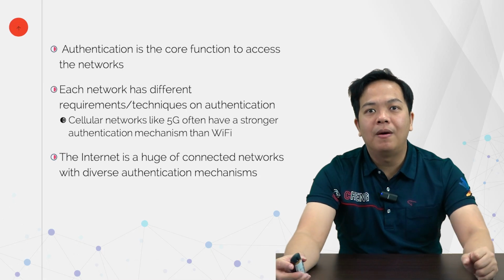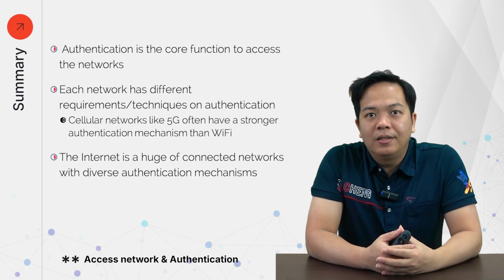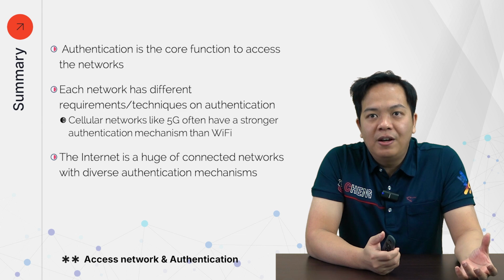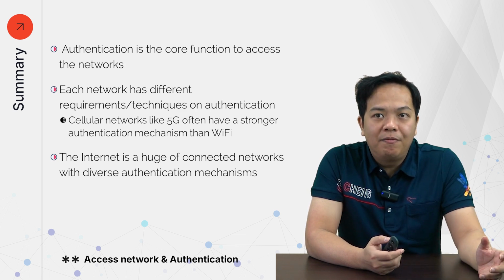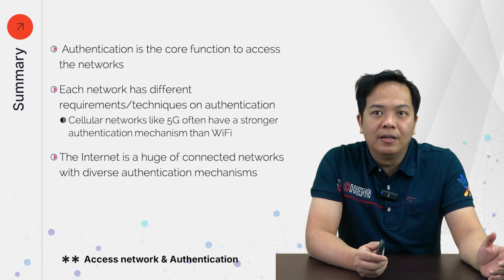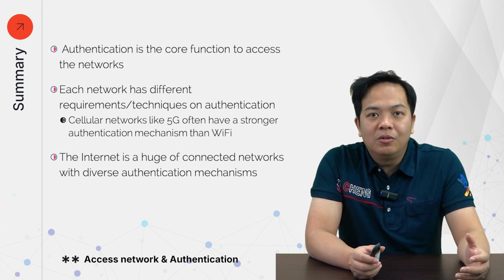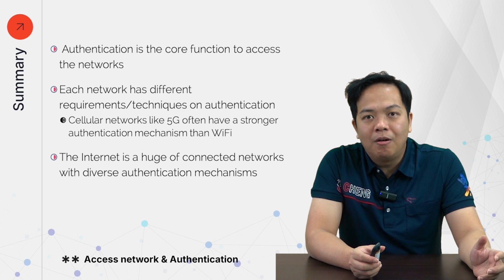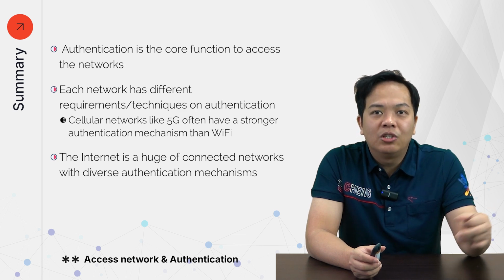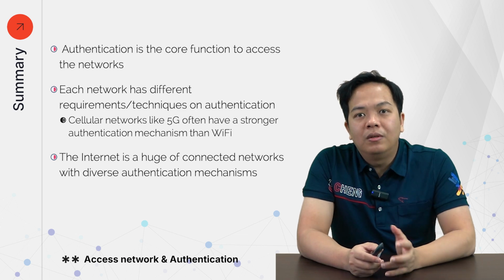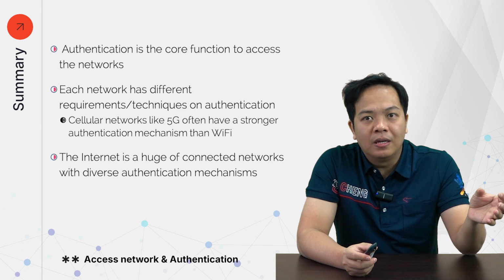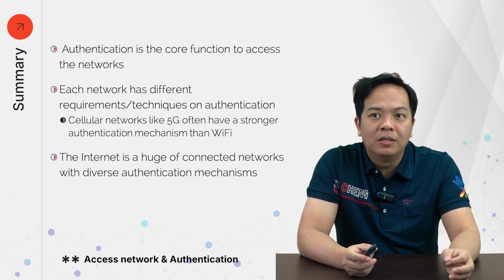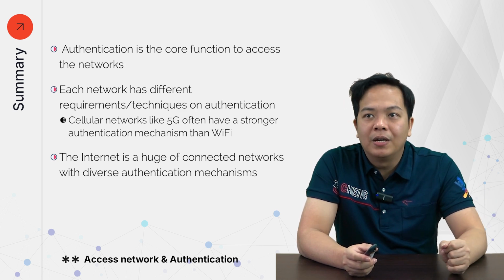Okay, this is the summary for authentication. Authentication in Wi-Fi and 5G is a core function for access networks, right? Each network has different requirements and techniques for authentication. Cellular networks use a SIM card, while Wi-Fi uses a password or passcode, or sometimes just a username and password. Because the internet is a huge connected network with diverse network types, of course we have many kinds of authentication mechanisms.